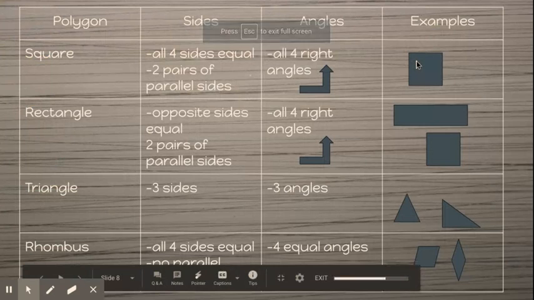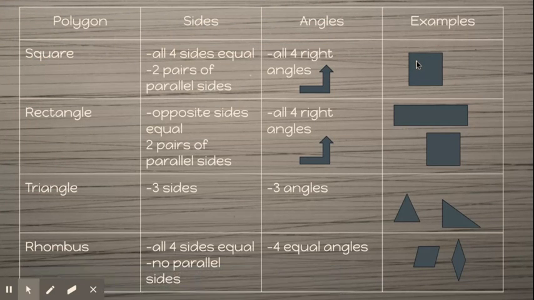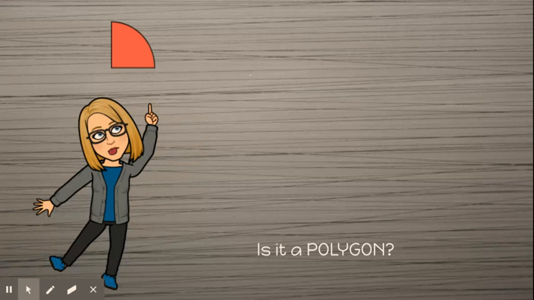So what we're going to do is I'm going to show you some different shapes, and you are going to decide if they are polygons or not polygons. The first one, you should have said that this is not a polygon. It has a curved side, so it is not a polygon. This one is not a polygon as well. It has a curved side just like the first one.